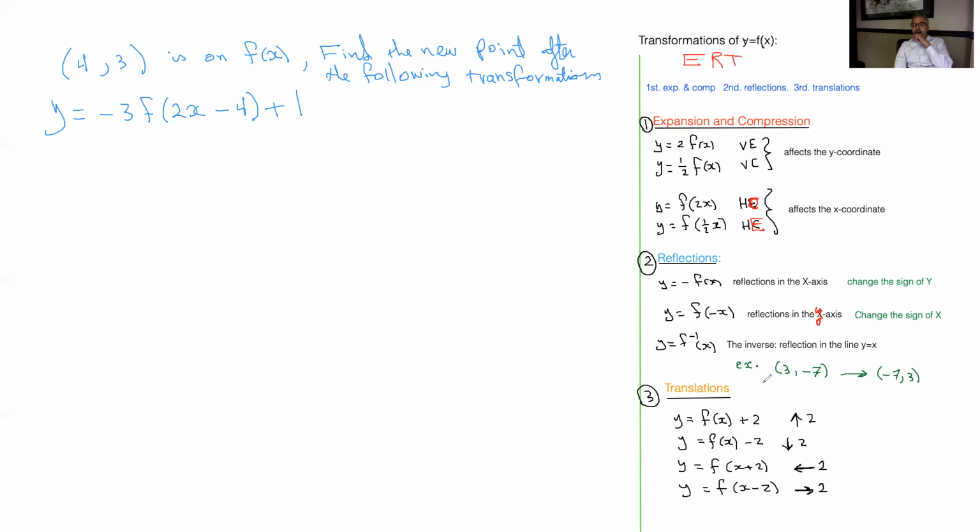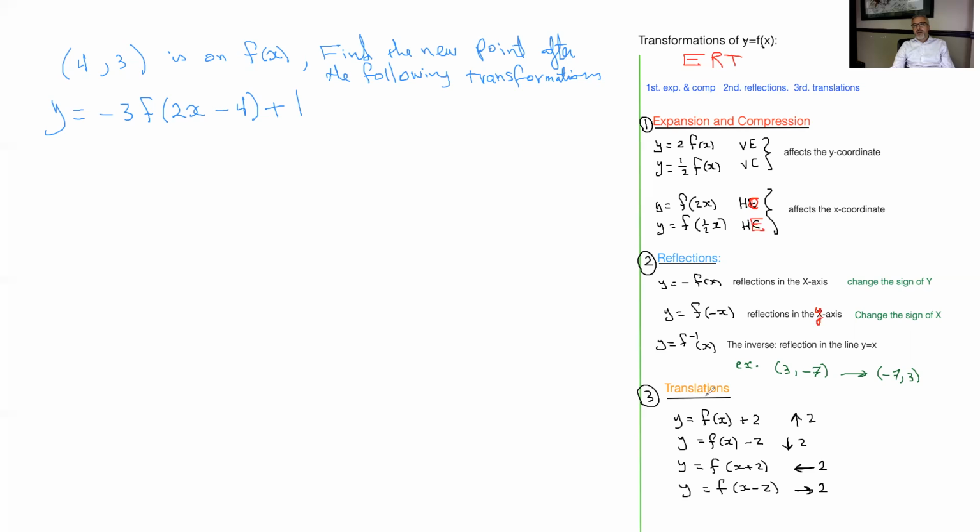and that changes the sign on the x coordinate. And then we have y equals f to the negative 1 of x. That's the inverse. So the inverse is basically a reflection in the line y equals x. And when you do an inverse, if you have a point, let's say 3 and negative 7, you just swap the x and the y, so it becomes negative 7 and 3.